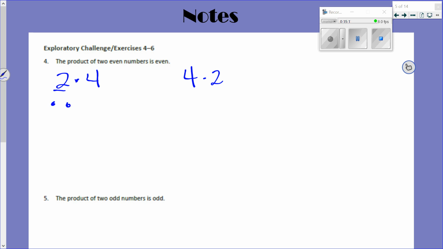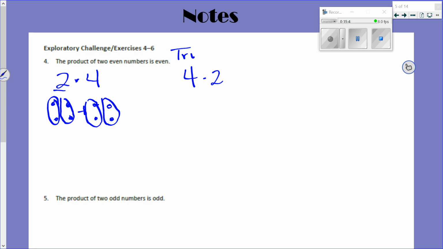So remember that multiplication is actually just repeated addition, right? So this is actually the same way as saying this: 4 plus 4. So just as we did last time, if I circle my pairs, what do I find? 8. If I multiply 2 even numbers, what is my result going to be? Even. So the product of 2 even numbers is even. That is a true statement.